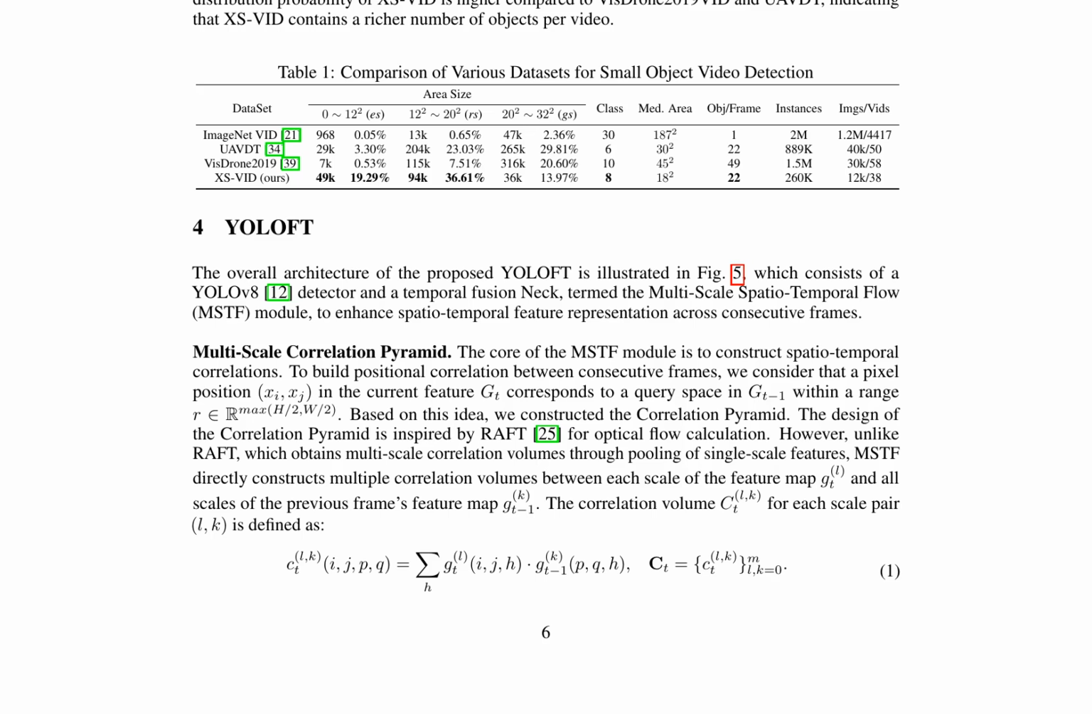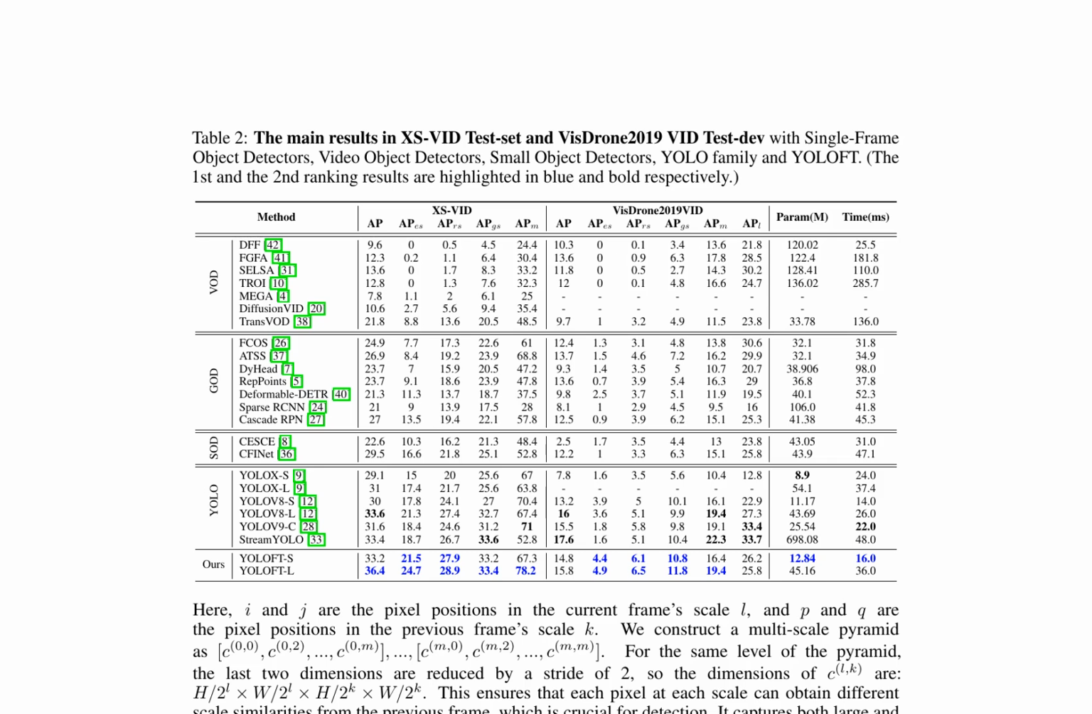The overall architecture of YOLOFT is designed to leverage the strengths of both spatial and temporal information in video data, aiming to improve object detection accuracy, especially for small objects. The YOLOFT model integrates motion information into the object detection process to enhance performance. This novel approach utilizes a multiscale correlation pyramid to capture both large and small movements while retaining high-resolution information, fully leveraging the motion and static features of objects.